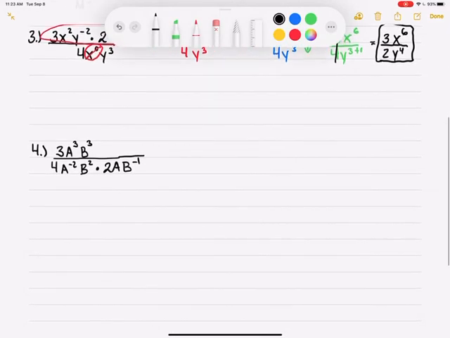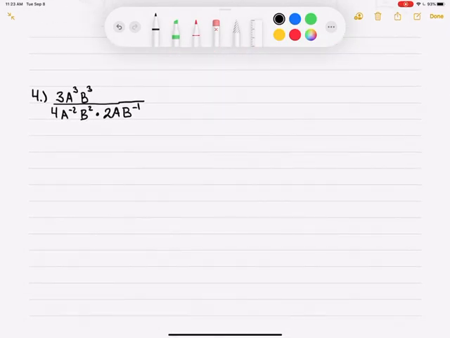In the last example, I have 3a to the 3rd, b to the 3rd, over 4a to the negative 2, b squared, times 2ab to the negative 1 power. If I look at the numerator, I really can't do anything with it, so instead, I'm going to focus on this denominator. 3a to the 3rd, b to the 3rd. Can't really do anything at the moment.